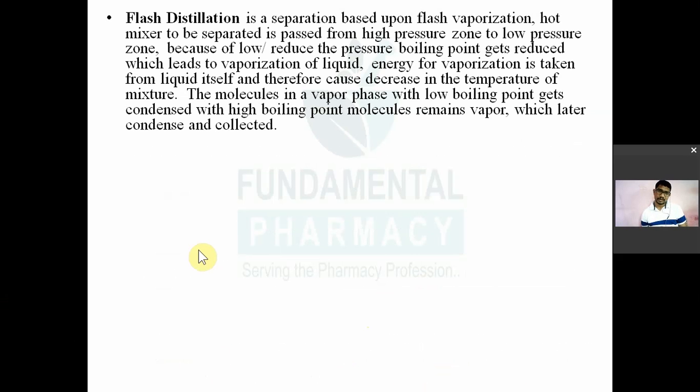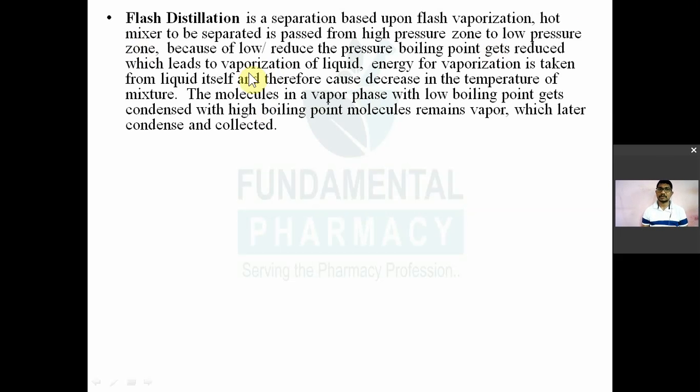Flash distillation is again a separation based upon flash vaporization. A hot mixture to be distilled or separated is passed from a high pressure zone to a low pressure zone, which is at reduced pressure. You know that if you decrease the pressure, the boiling point will also decrease. Reduction of pressure will reduce the boiling point. Okay, and if the mixture has one compound which is highly volatile and another which is less volatile, the highly volatile compound will get vaporized immediately. So that is the principle. So here separation is based upon flash vaporization.